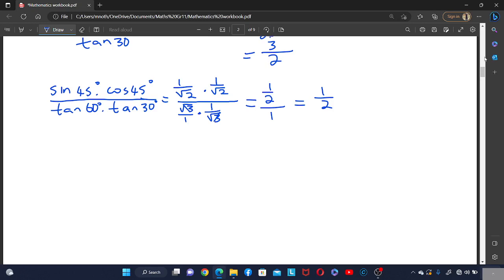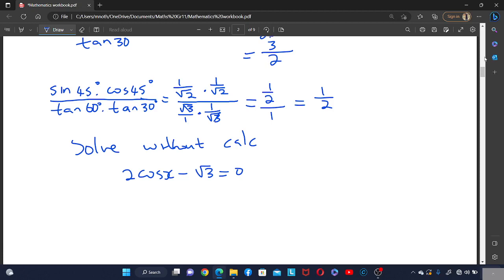So let's say we are told to solve without using a calculator. Okay? Let's say we are given 2 cos x minus root 3 is equal to 0. We are told to solve this.